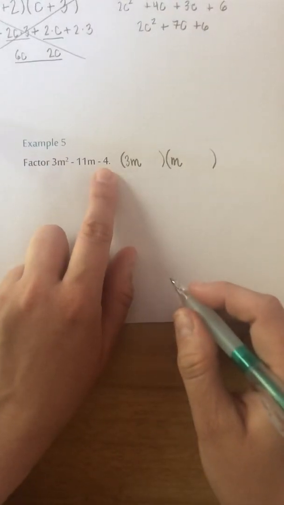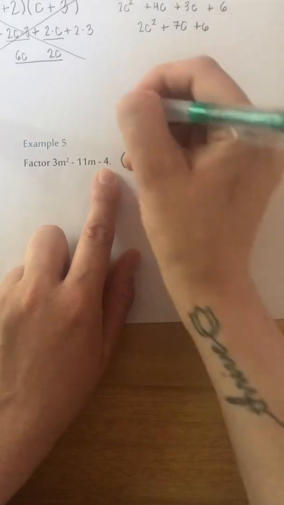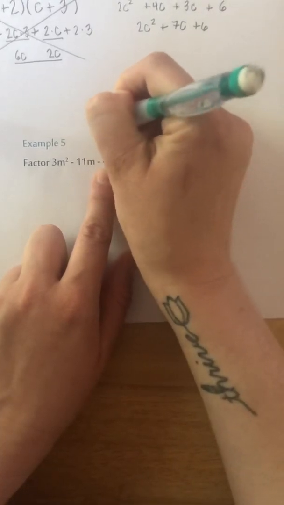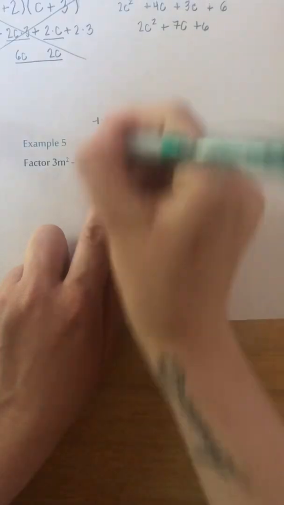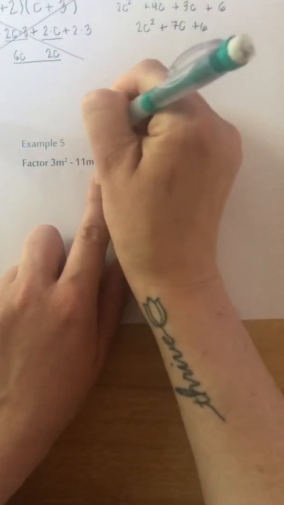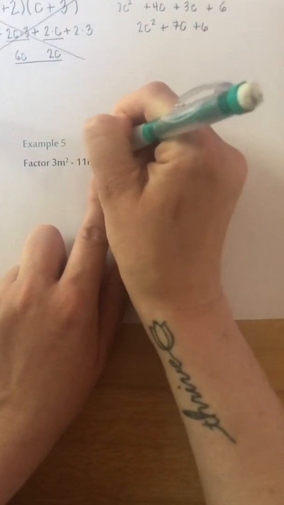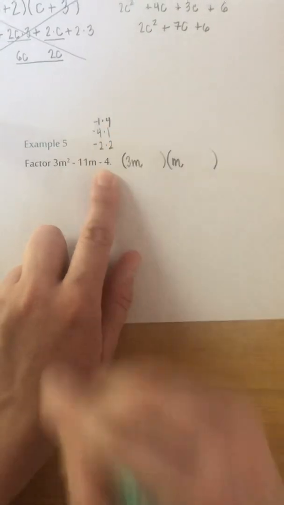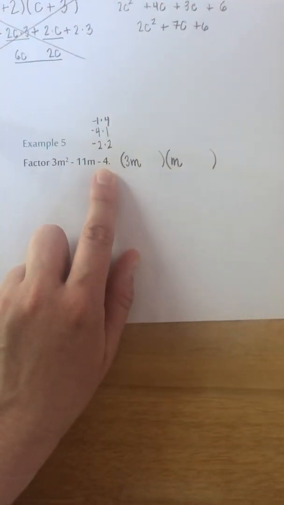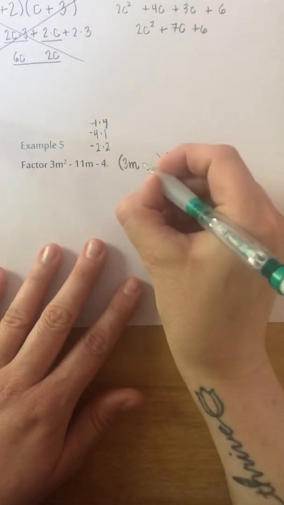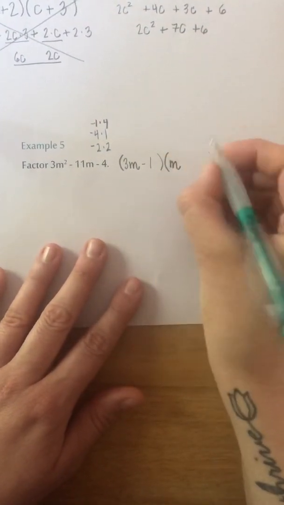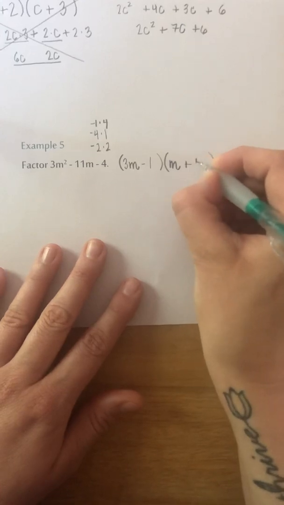Now let's look at the last number, negative 4. You could do negative 1 times 4. You could do negative 4 times 1. You could do negative 2 times 2. I really wish y'all were in here to tell me what you think, but you're not. So I'm going to just start with the first one, which is negative 1 and a positive 4.